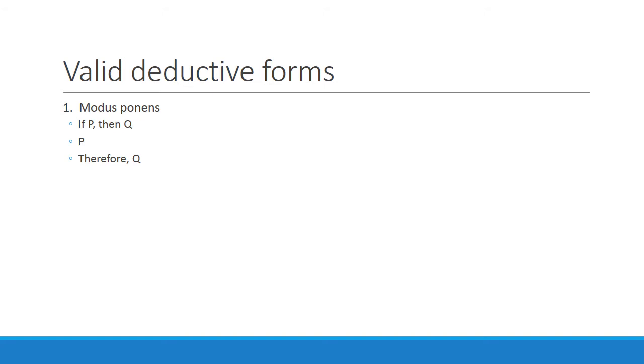A second valid deductive form looks a lot like it and starts out the same way. This one is called modus tollens, and it goes like this. If you eat poison, then you will become ill. You are not ill, therefore you did not eat the poison. Once again, it's a very reasonable argument.